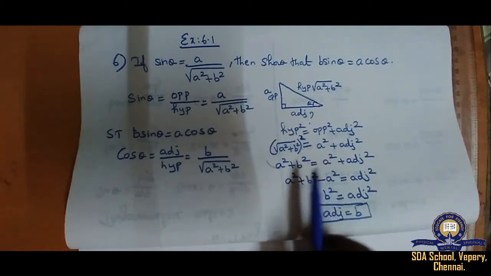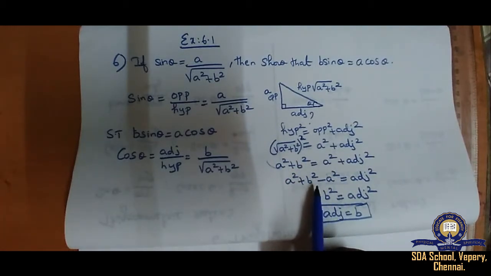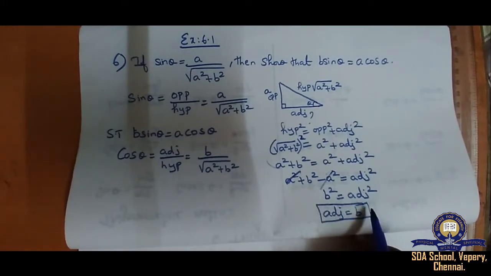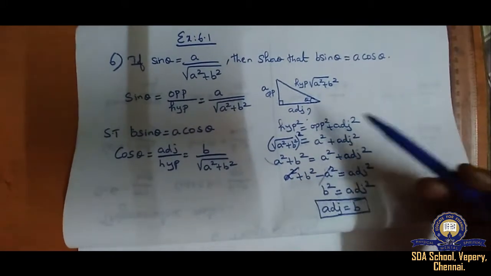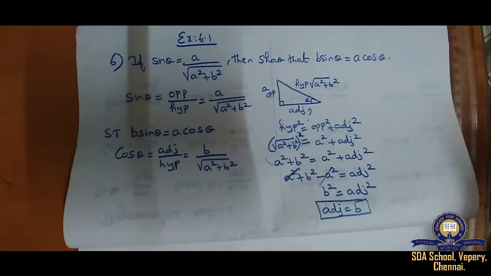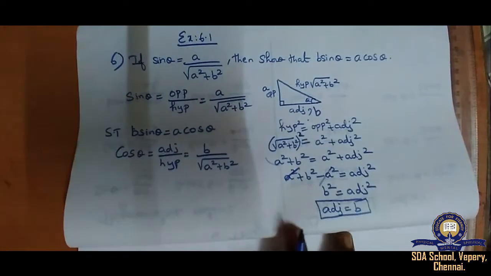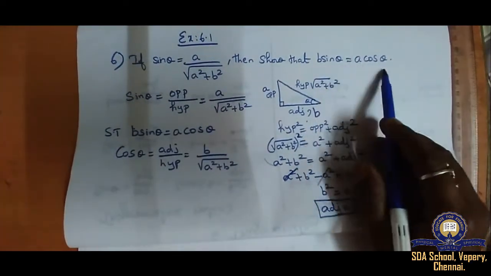If I take this a squared to this side, it becomes minus a squared, and a squared gets cancelled. So b squared is the answer for adjacent square. We need only adjacent. So adjacent value is b. Adjacent square is b squared. Adjacent is b. So after that we need sin theta and cos theta.